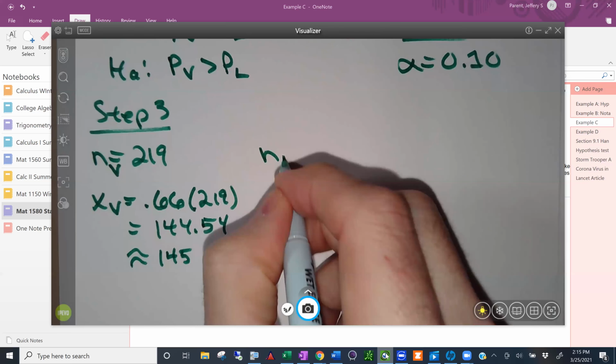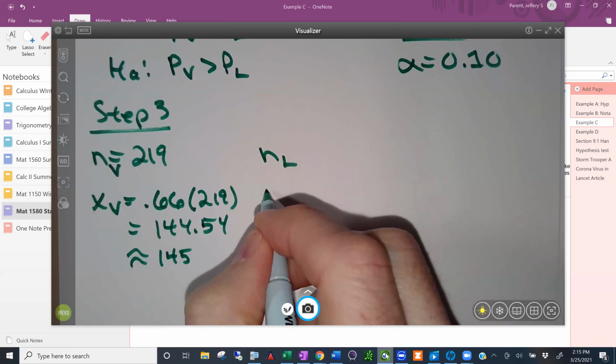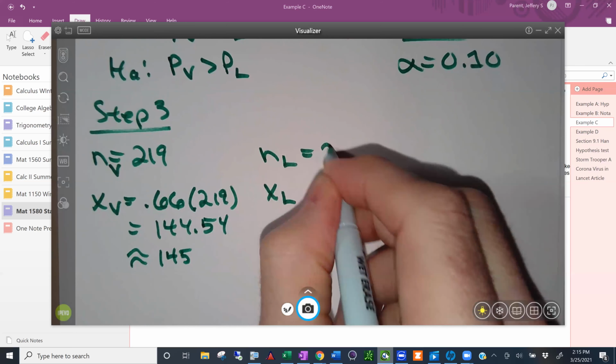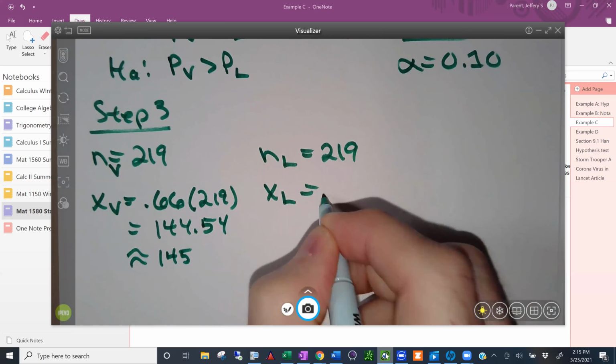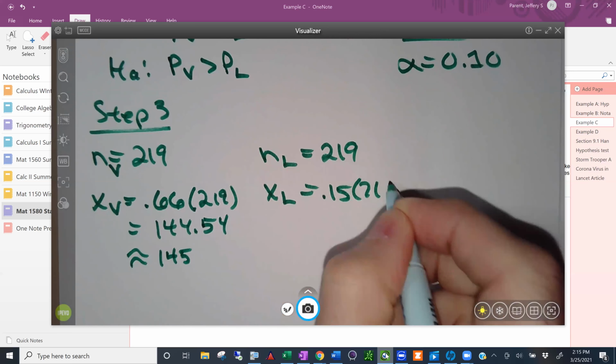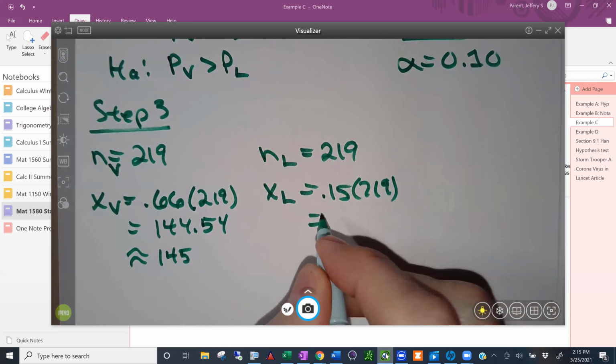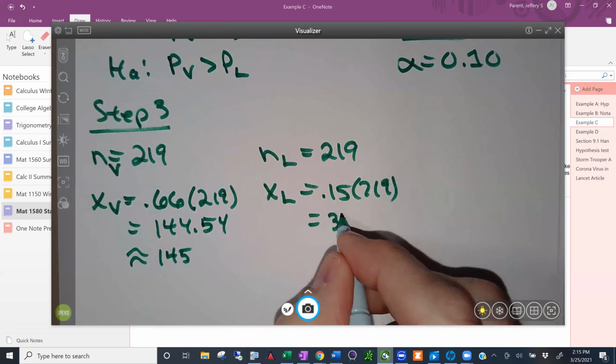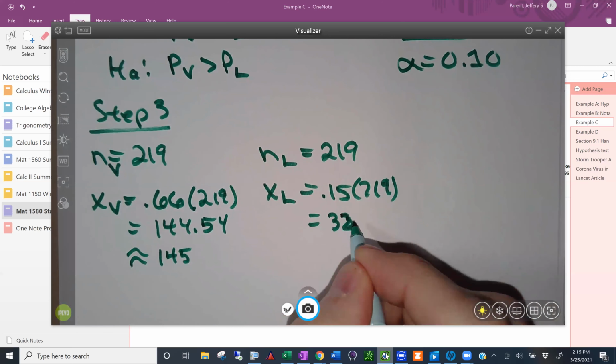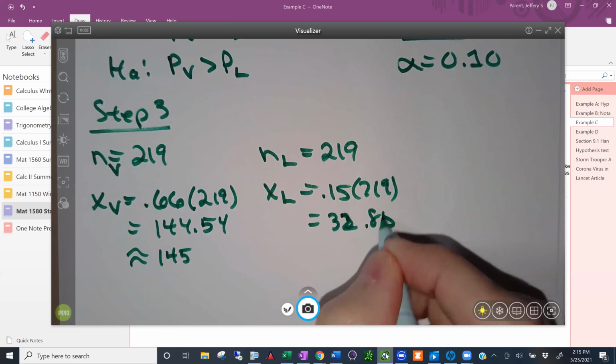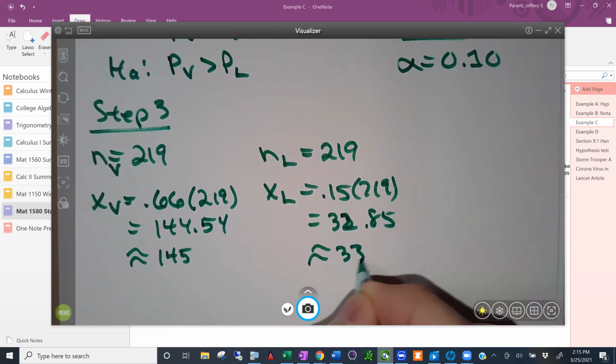We'll do the same thing for latex gloves. 219 latex gloves, 15% of those leaked. And that turns into 32.85, which will round up to about 33.